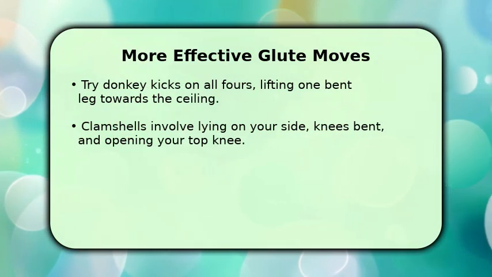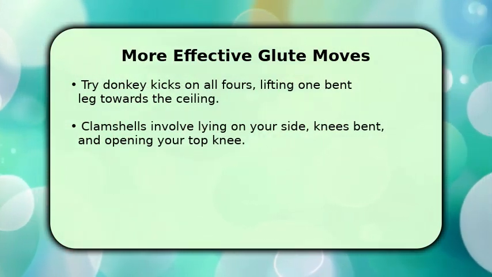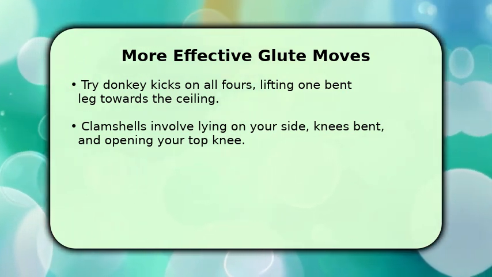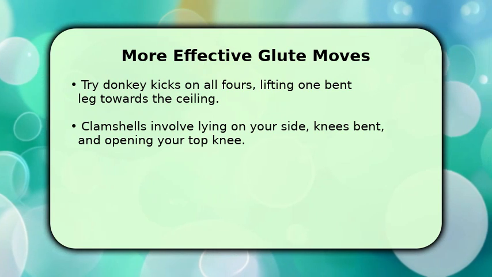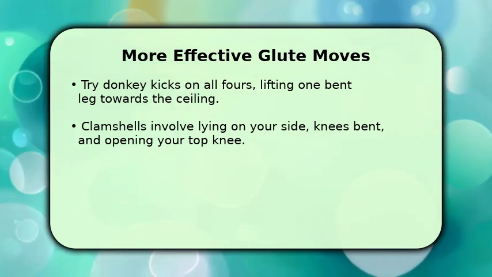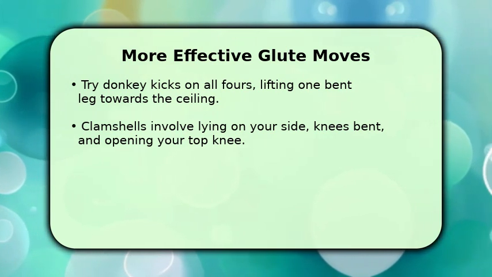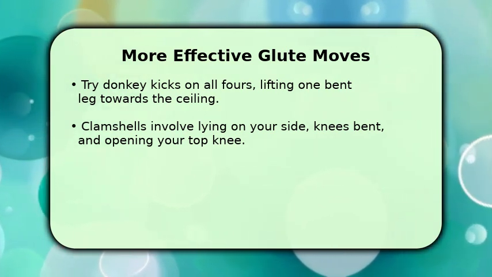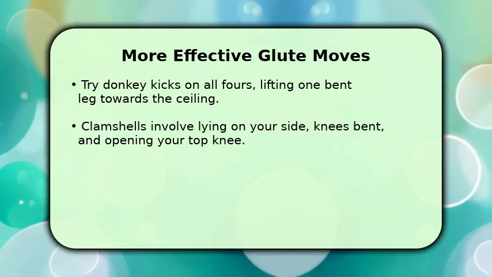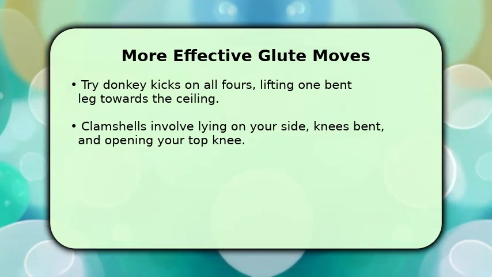Next up are donkey kicks, excellent for targeting the upper glutes. Start on your hands and knees, then lift one bent leg, pushing your heel towards the ceiling. Keep your core engaged and avoid arching your back. Another great move is the clamshell. Lie on your side with bent knees, then lift your top knee while keeping your feet together. Perform 3 sets of 10 to 12 repetitions on each side for both exercises.